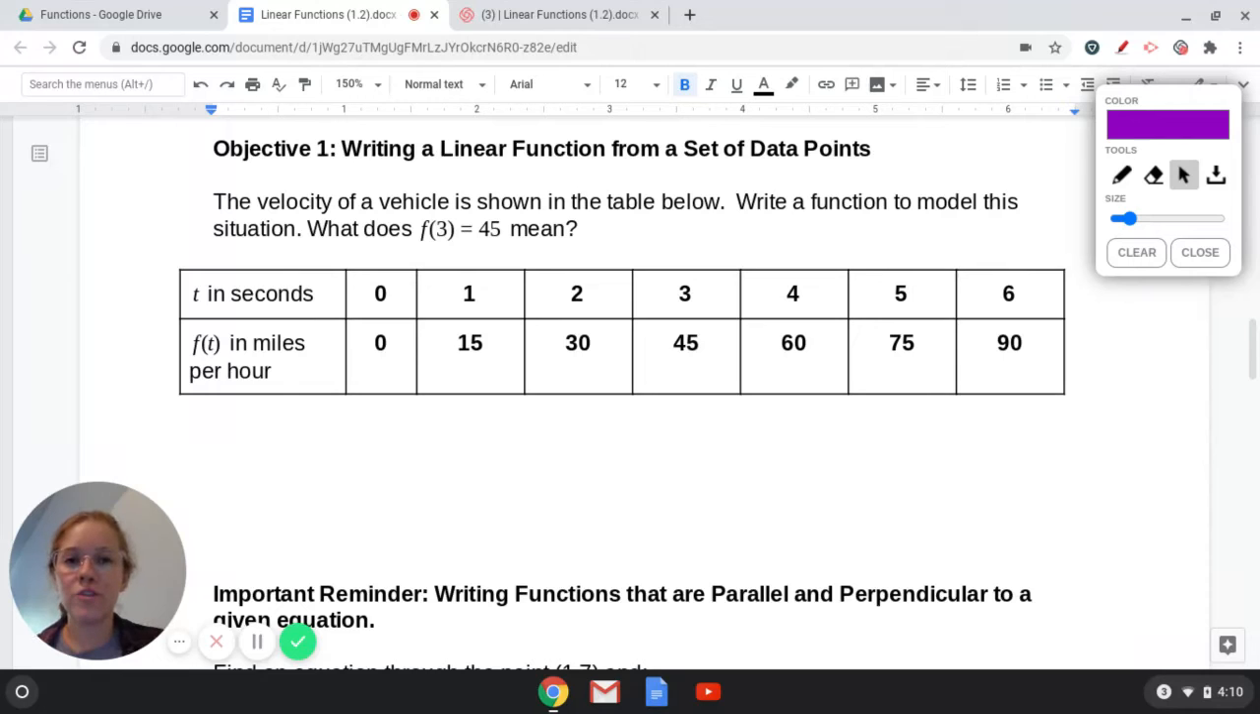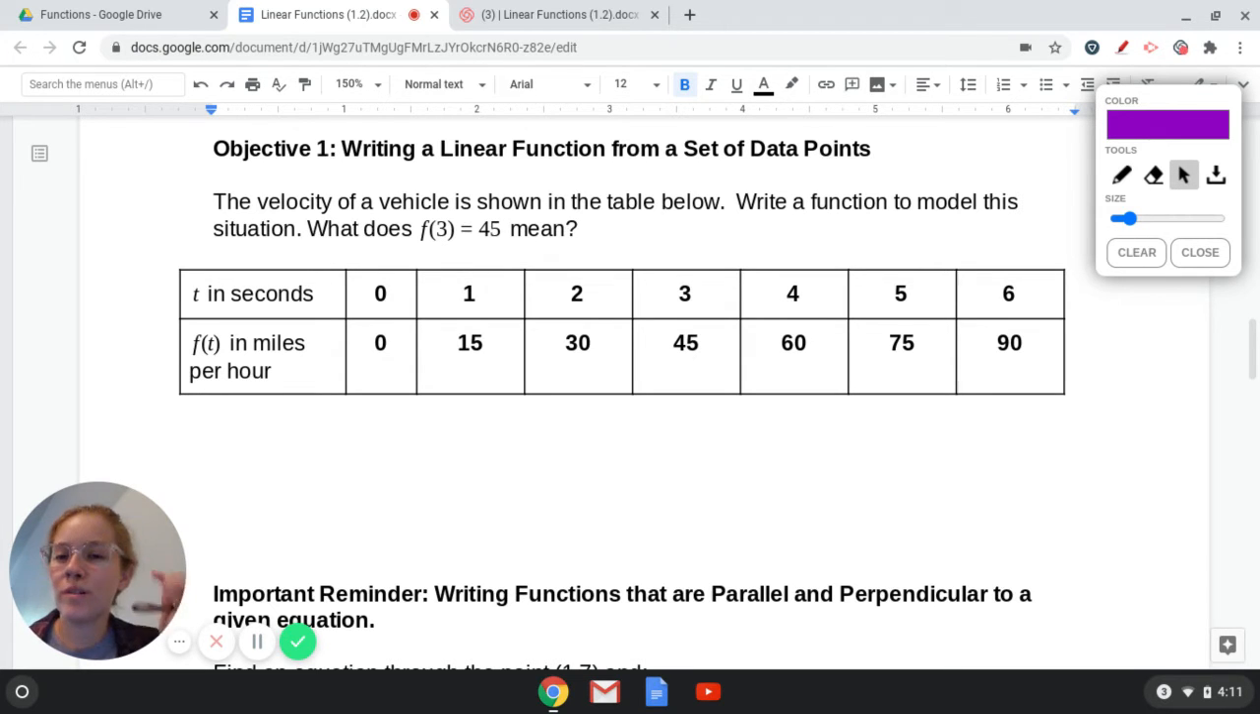We're going to write a linear function from a set of data points. So we're traveling in a car, our vehicle's speed in miles per hour starting at 0, so we're starting from rest. Then we go all the way up to 90 miles an hour in 6 seconds, so we're booking it. So let's write a function to model the situation.